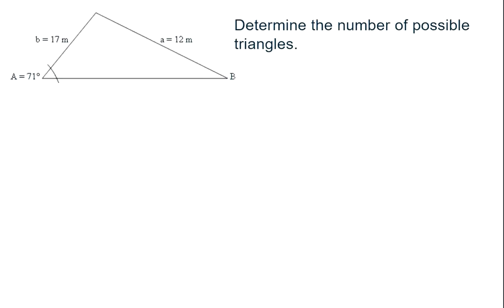This is an example of the ambiguous case for the law of sines. It asks you to determine the number of possible triangles based on the constraints that we see in the picture. So we start by setting up the law of sines with however much information we have. In this case, I know that little a is 12 and angle A is 71 degrees, so I can set this up like this.